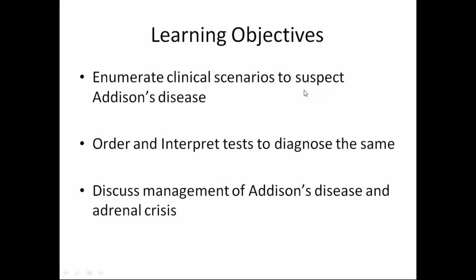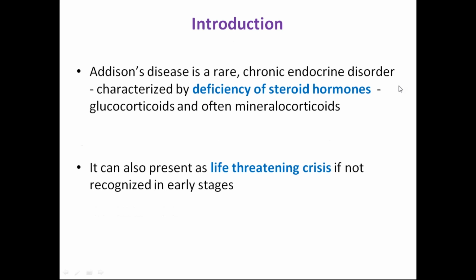So today's objectives are to enumerate clinical scenarios to suspect Addison's disease, that is, when to suspect Addison's disease, to order and interpret tests to diagnose it, and to manage a case of Addison's disease and adrenal crisis. It's a rare chronic endocrine disorder characterized by deficiency of steroid hormones, glucocorticoids, and often mineralocorticoids. It can also present as a life-threatening crisis if not recognized in early stages.